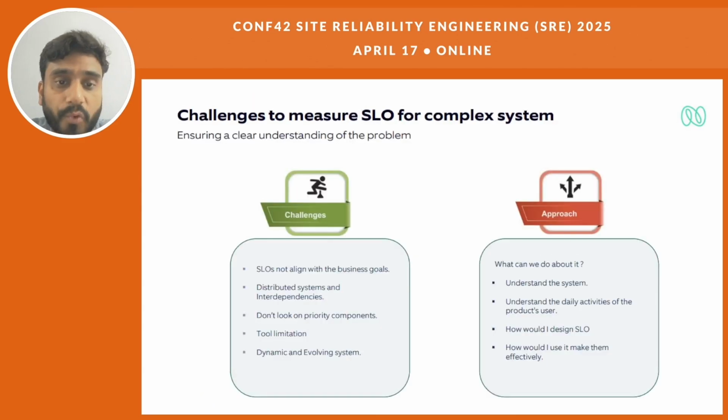Now let's move to the challenges we face with SLOs for complex systems. Here, a complex system could be microservices-based or a distributed system. So let's understand the problem. Sometimes, when we define SLOs for a complex environment, the SLOs are not aligned with the business goal, which means the priorities are misaligned. We focus the SLOs on different metrics, but our business goals need different metrics, and the target level is also changed.